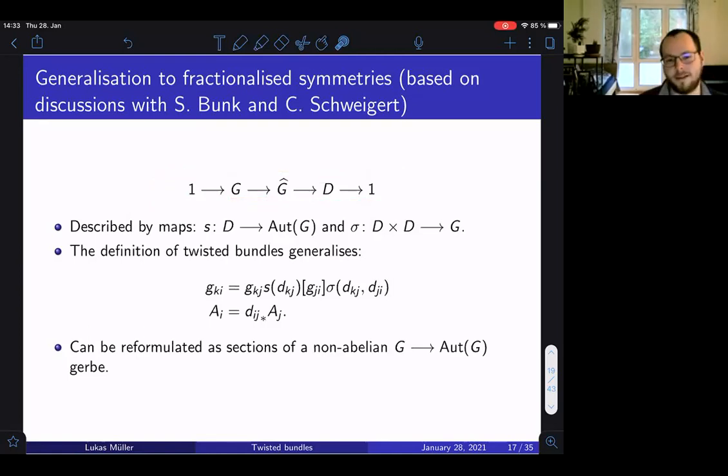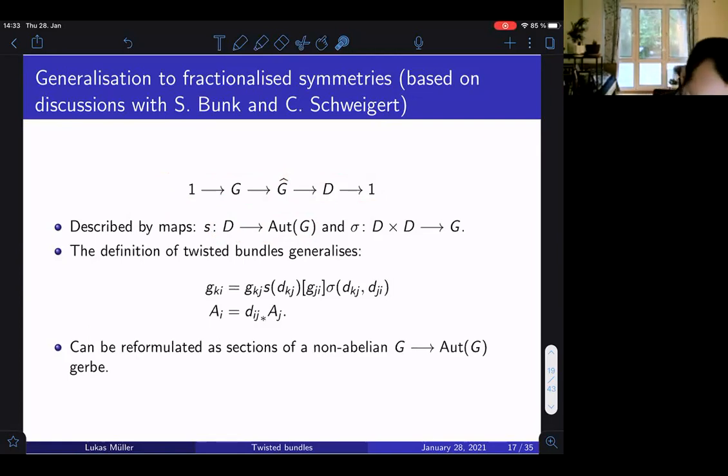So then the symmetry will be described by giving an extension G hat of D by G. And these extensions can be described by what's known as a non-abelian cocycle. So this is a map of sets from D to the automorphisms of G. How do I get such a map from an extension? I just pick a section here, but just a section of sets. And then I can act on an element in G by conjugating with the lift.